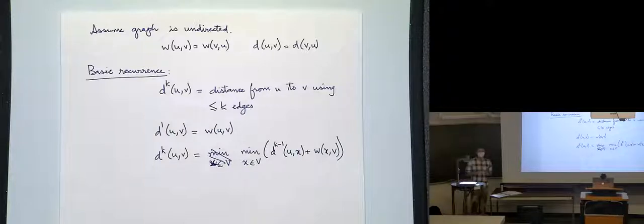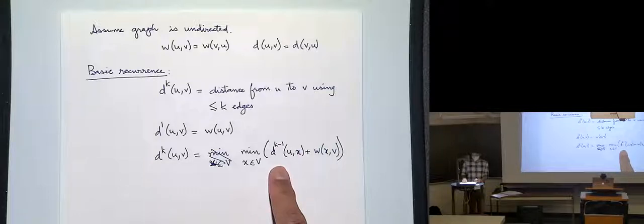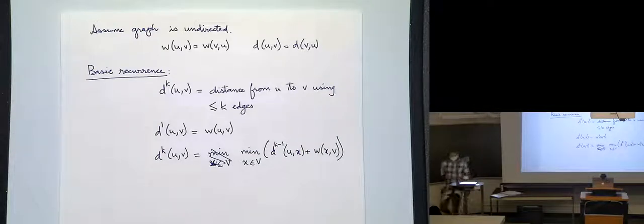Yeah? Why do we do it this way instead of the other way around? I guess there's no reason. Which way? I mean, like the distance of k minus 1 from x to v, and then the weight from u to x. I guess it's the same, right? Yeah. I'm assuming it's undirected, and yeah, it's the same. I'm just thinking, I'm using the same.